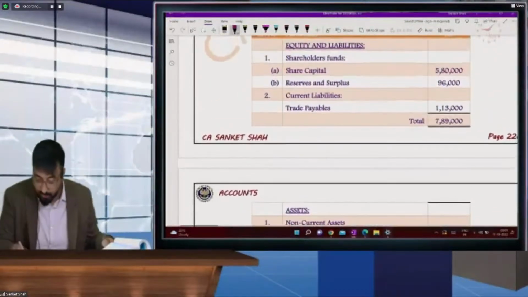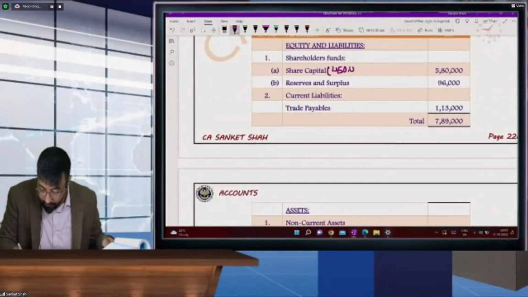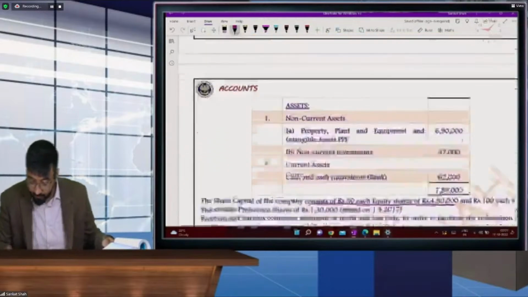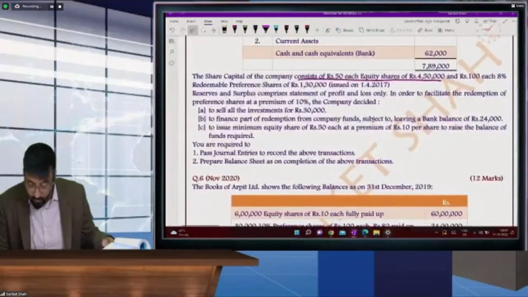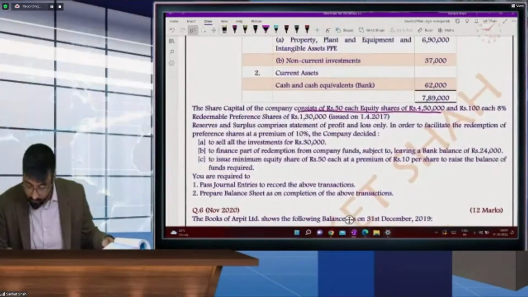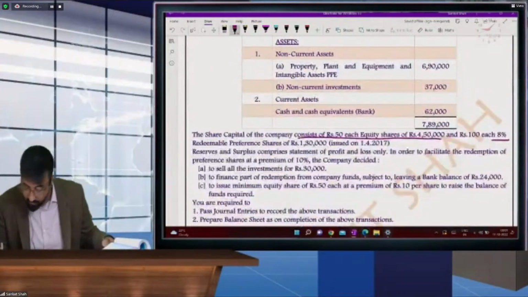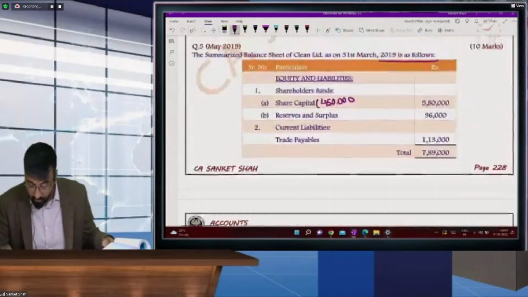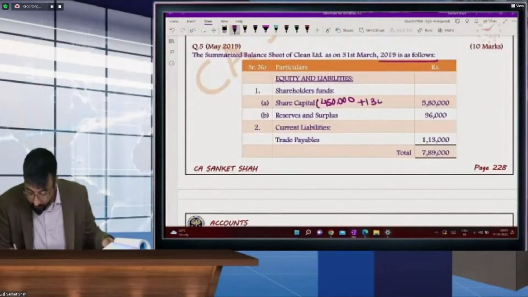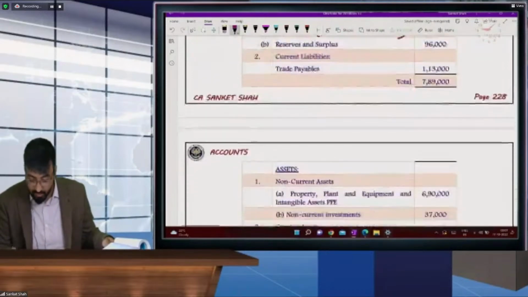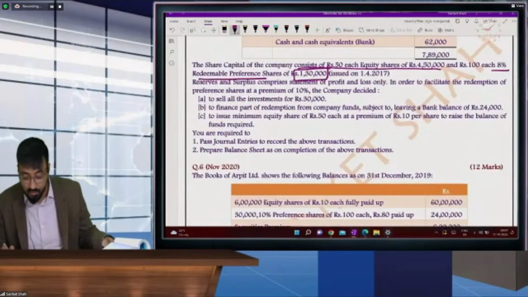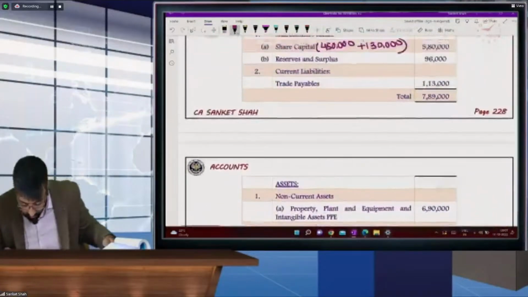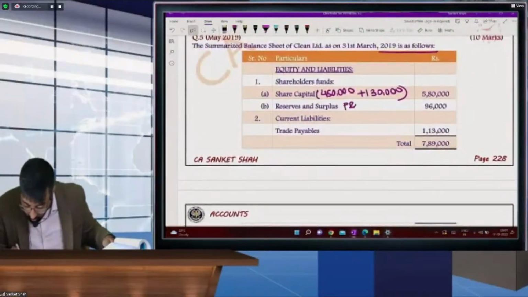So the share capital is 4,50,000 plus 1,30,000 of 8% preference shares. Yes, beta. So this is 5,80,000. So preference share capital is important for us. Reserves and surplus is consisting of P&L only.